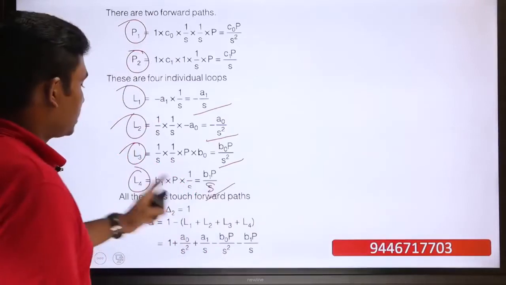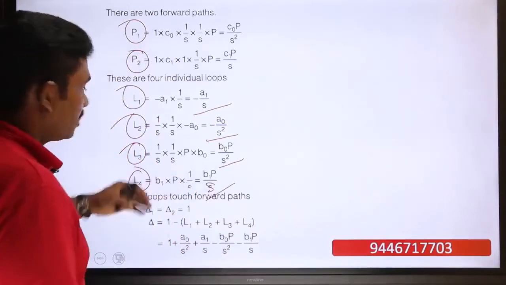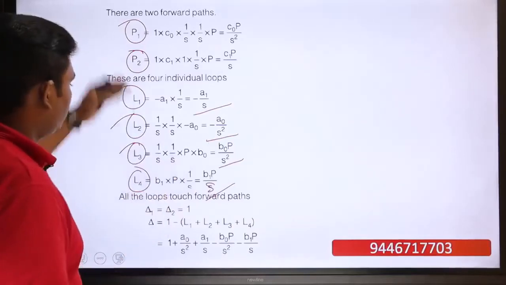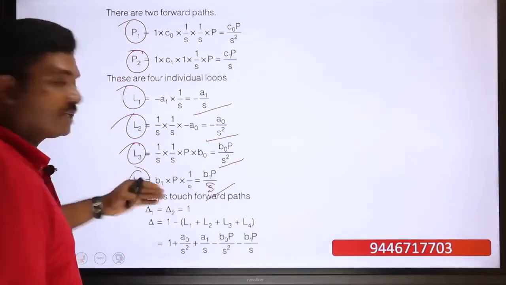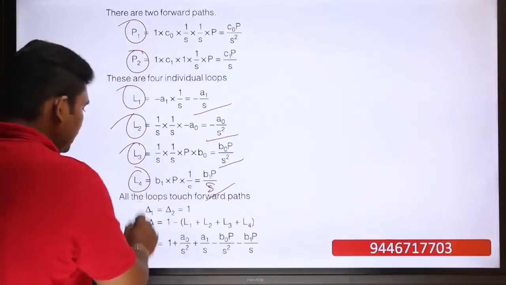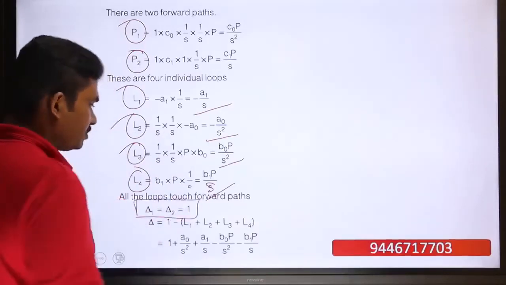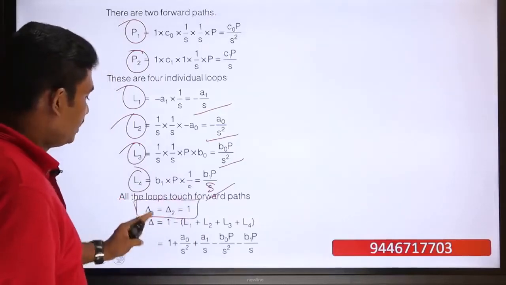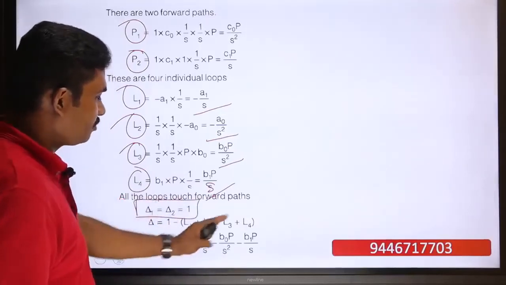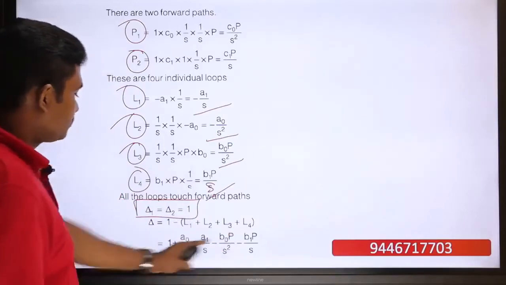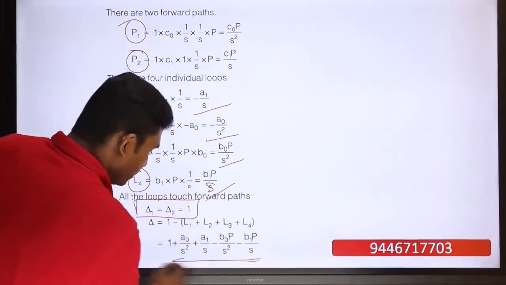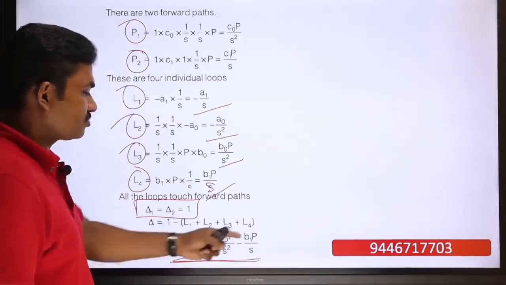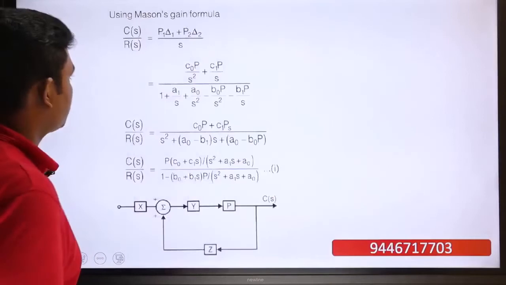So all the loops touch the forward path. So there are no loops which are non-touching with the forward path. So all the individual loops L1, L2, L3 and L4 are touching the forward path. So then delta 1 is equal to 0 and delta 2 is equal to 0. Then we have to find out the value of delta. What is delta? Delta is 1 minus L1 plus L2 plus L3 plus L4. So it becomes equal to 1 plus A0 divided by S square plus A1 divided by S minus B0 P divided by S square minus B1 P divided by S.